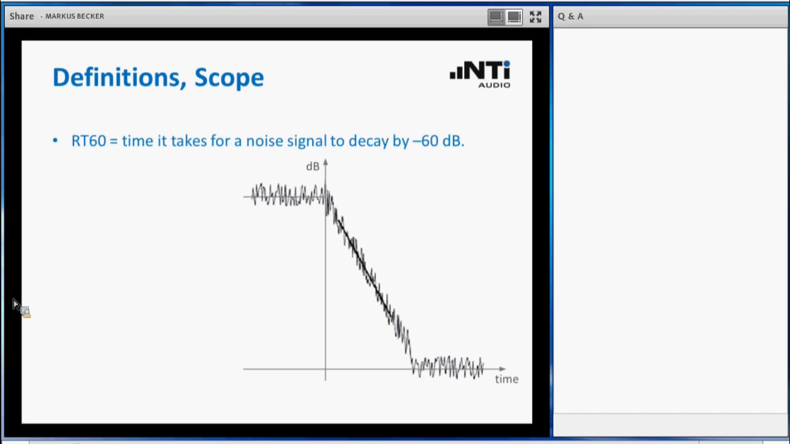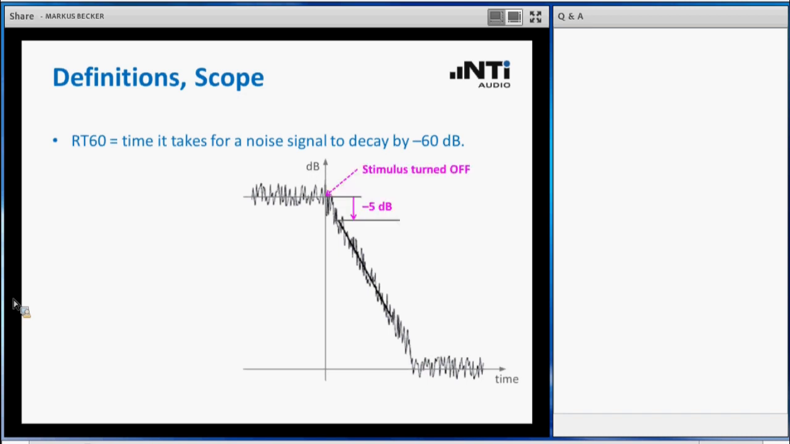Let's start with the definition of RT60 reverberation time. It is the time that it takes for a noise signal that is switched off to decay by 60 dB. If we look at the sketch here on the slide, please notice that the y-axis, the dB axis, is logarithmic, and by doing that, the decay is linear. Physically, the decay would be an exponential curve, but by plotting it against a logarithmic dB scale, it becomes a linear curve. And this allows us to identify the reverb time.